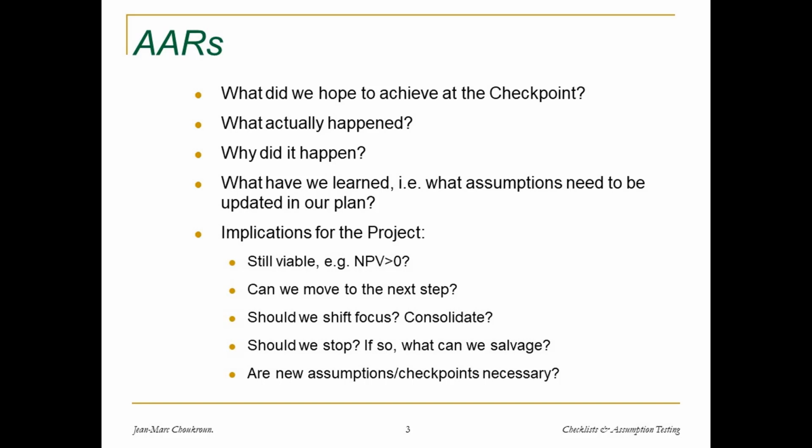So the implication for the project: it could be still viable, therefore we continue as planned. Can we move to the next step? Should we shift focus? Do we need to consolidate things? Do we need to do further breakdowns? Should we stop? In other words, based on what happened, maybe the project is no longer viable, or if we need to stop, what can we salvage from the project? And are new assumptions necessary? So as you can see, the after action review is essentially taking stock of what we've done, learning from what we've done as compared to what we had planned to do, and then moving forward with some adjustments.